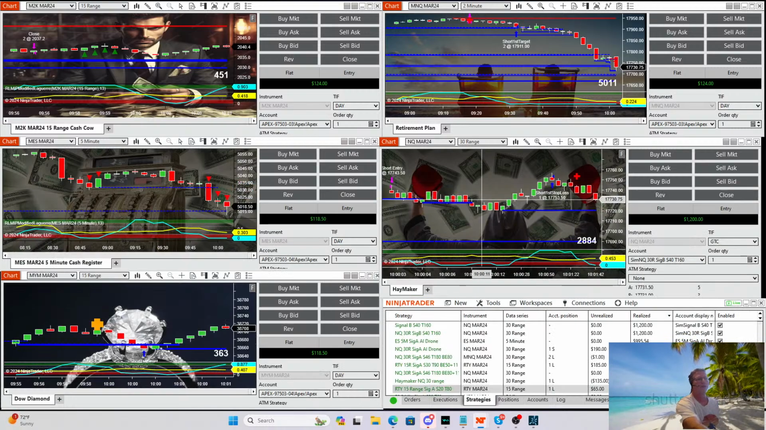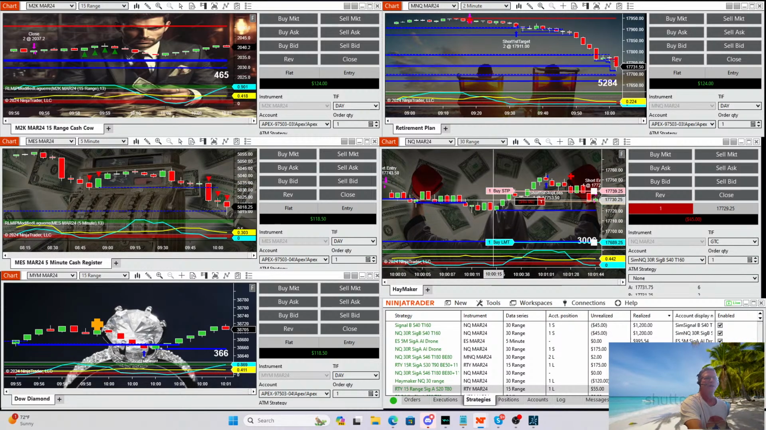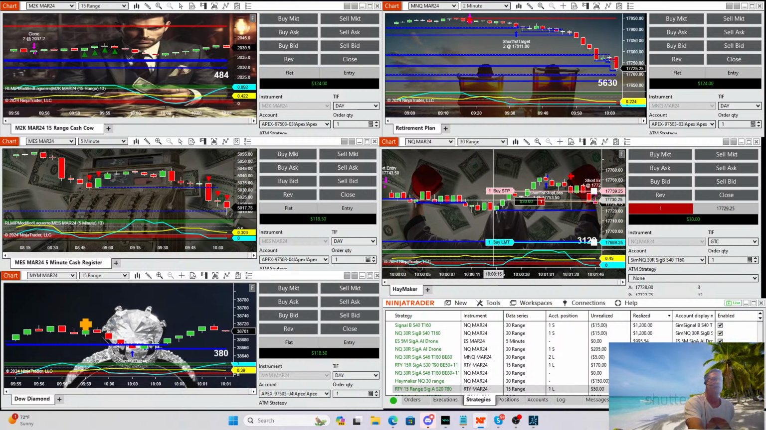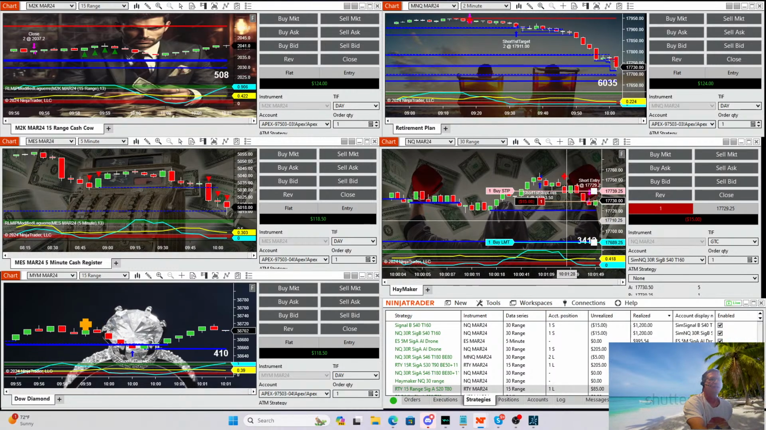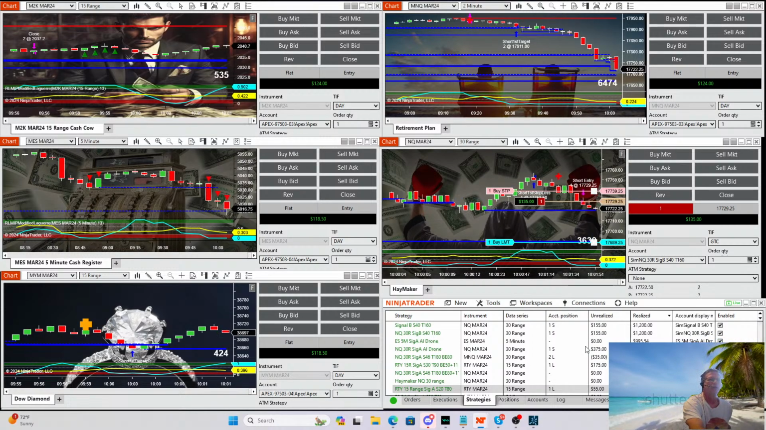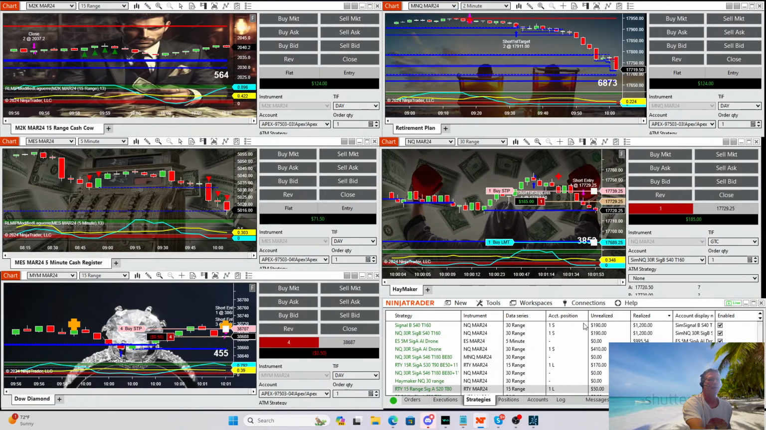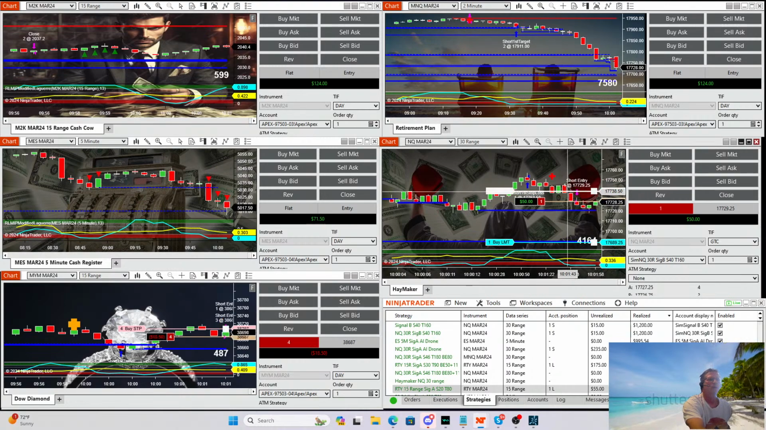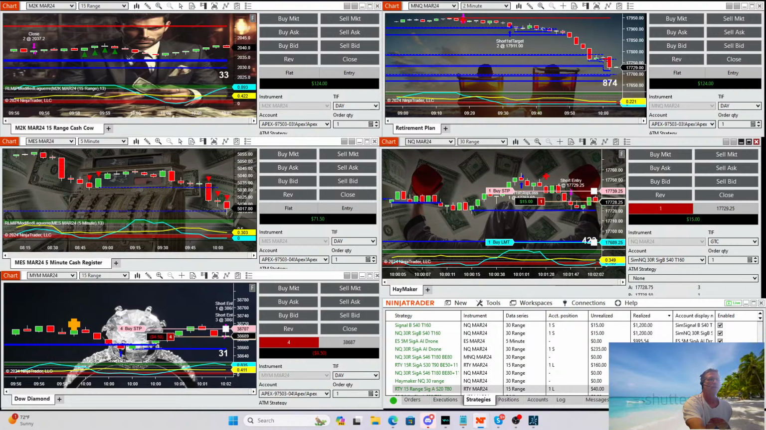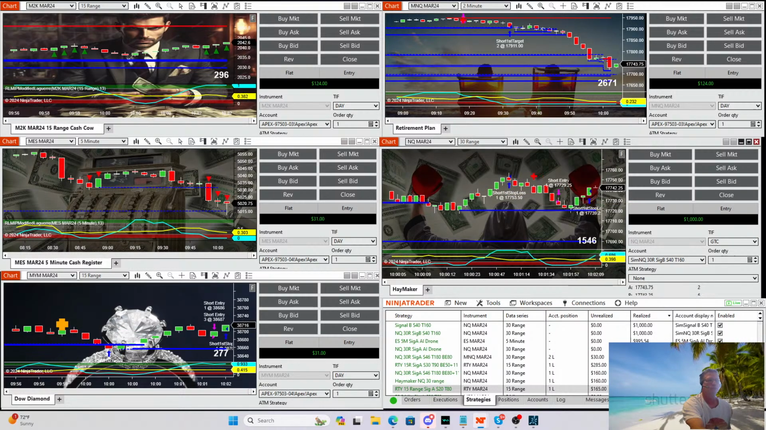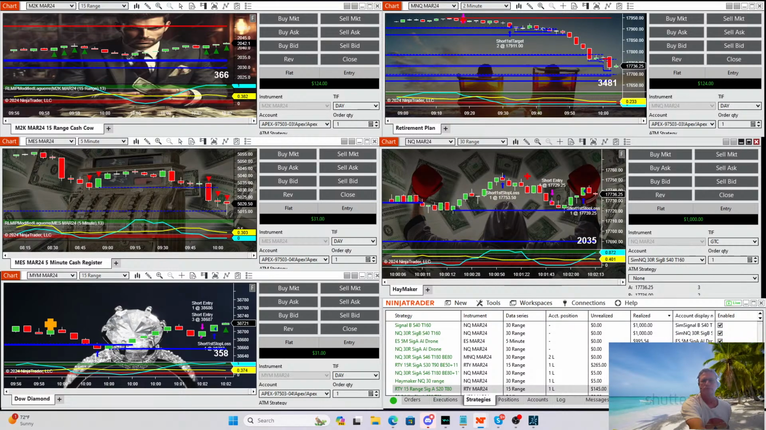So with the way things are going now, I'm almost inclined to switch this Signal B, since it's running hot right now, and put it on my Apex. Order filled. Wow. Okay.